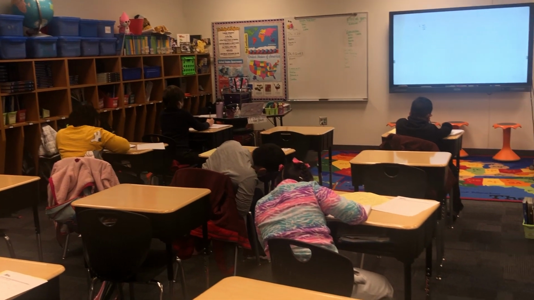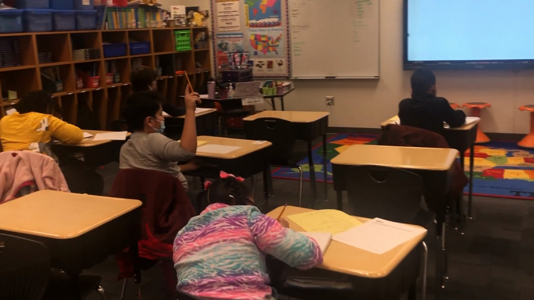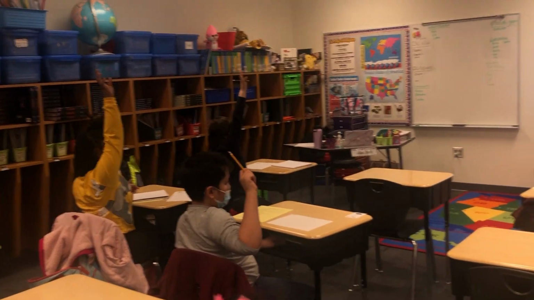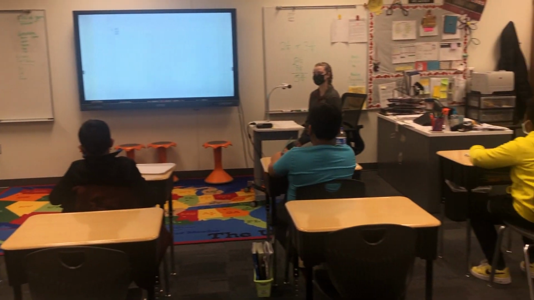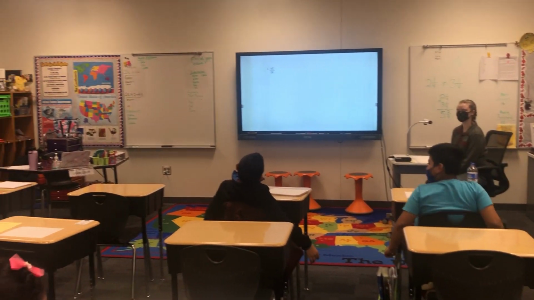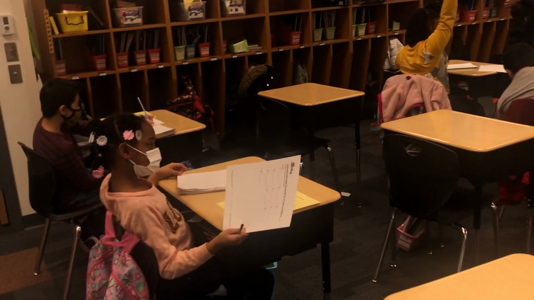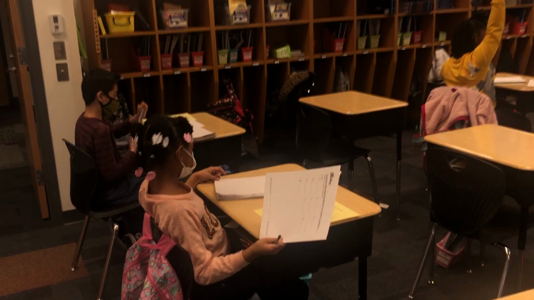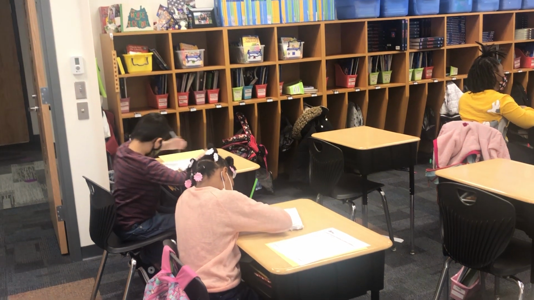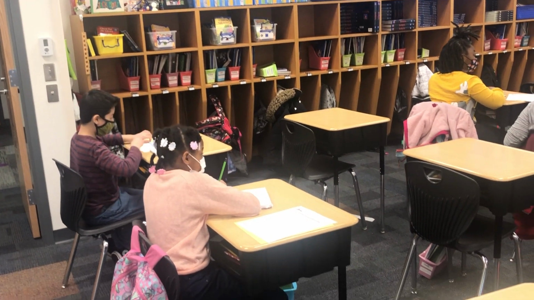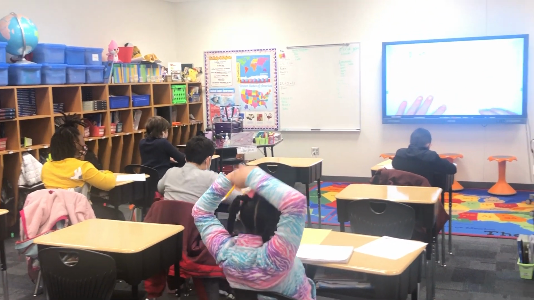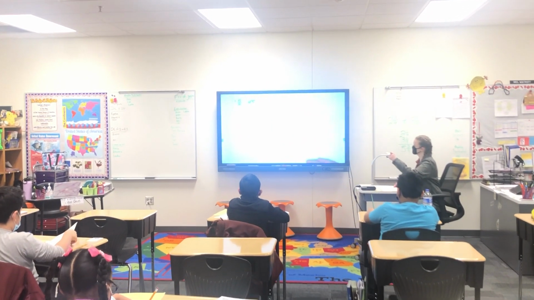Alright, so based on the example we just went through together, what do I need to do first to convert this improper fraction into a mixed number? Ariana? We need to divide. We need to rewrite it as a division problem. Okay, so let's write 5 divided by 2. And then off into my second line there a little bit.